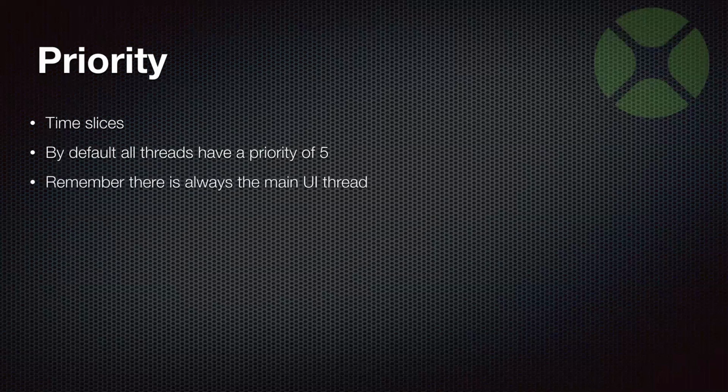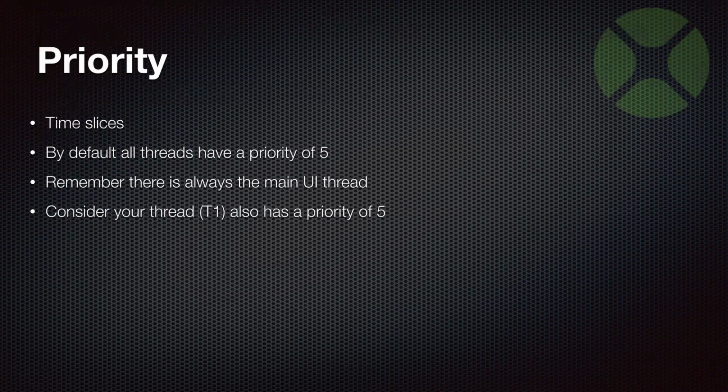So let's talk a moment here about priority. I mentioned that's how you can control the amount of time available to your thread. So you can think of priority as setting time slices that your thread has available to it. By default, all threads have a priority of 5. And that includes the main UI thread, which always exists. You're not going to get rid of that. So there's always a main UI thread that has a priority of 5.